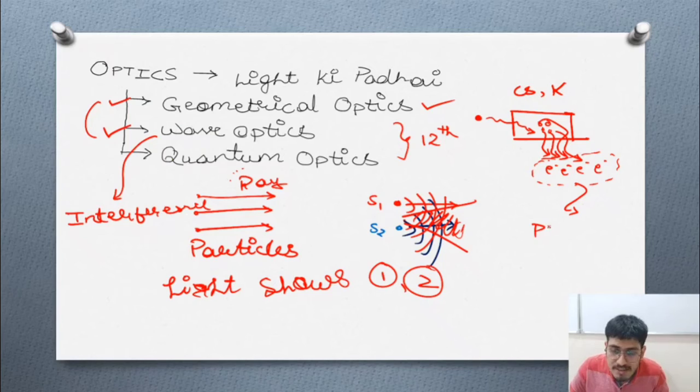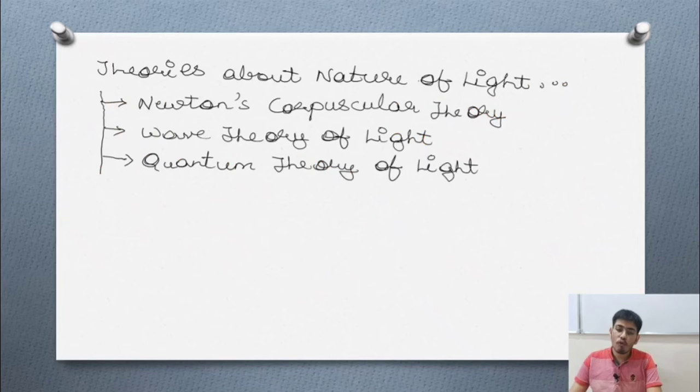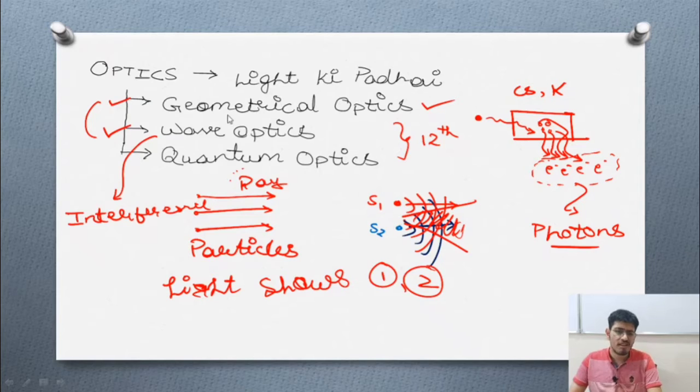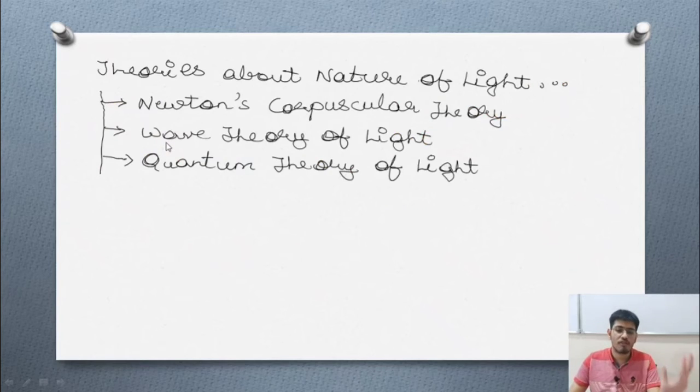Okay, so what are these? These are basically photons. They are basically traveling in the form of photons, and only this thing. Okay, about all these. Now moving ahead, we are going to look towards the theories about the nature of light. Basically, what are the theories? Whatever we have done over here, geometrical optics, wave optics, quantum optics, these were given in the form of theories.